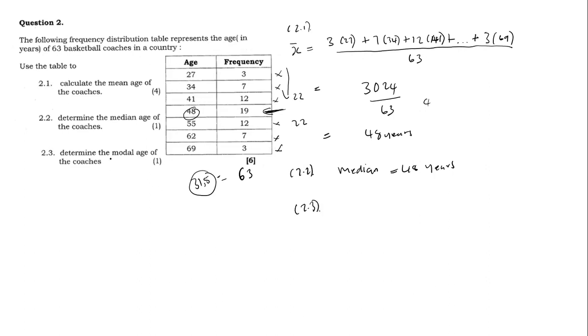Now 2.3 says to us, determine the modal age of the coaches. This is the simplest question ever. The mode is the most appearing or occurring value. You use your frequency. The one that has the highest frequency is the mode. If there were two values that had the highest frequency, our mode would be those values. So for the modal age, here we have the highest frequency, 19. That means the modal age will also be 48. Yes, I hope that was clear.